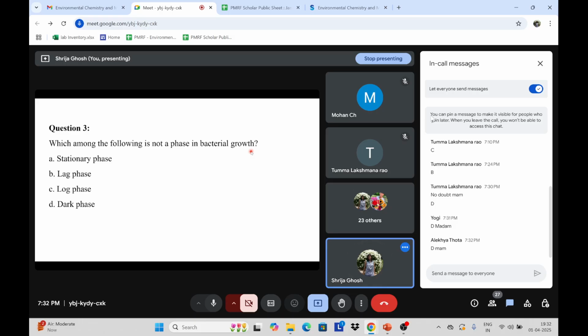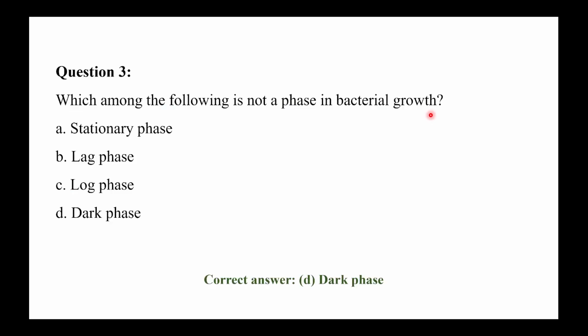Okay. Okay, I have 3 answers in the chat box. All of them are D. Let's see the answer. The correct answer is option D, dark phase.